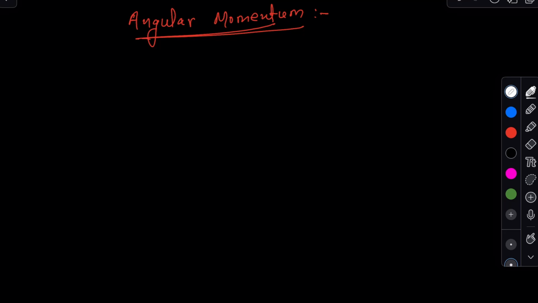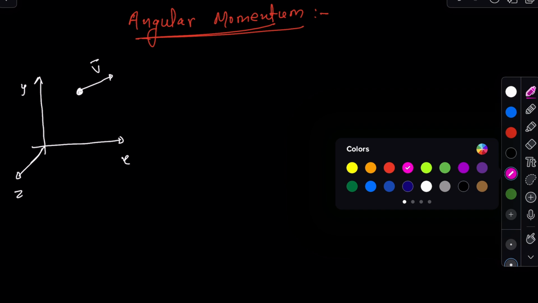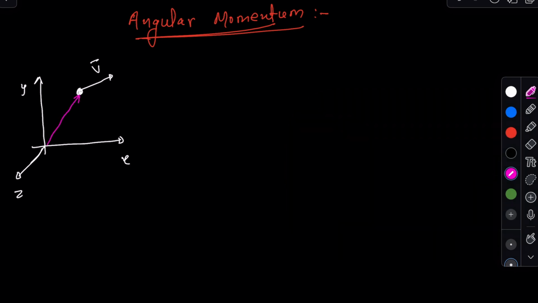So here in this lecture we are going to talk about angular momentum. Let's take that there is some particle like that, and it is placed in a coordinate system like this. Here is the x-axis, y-axis and z-axis, and it has a velocity v vector in some direction like this, and the position vector of this particle with respect to the origin is r vector.